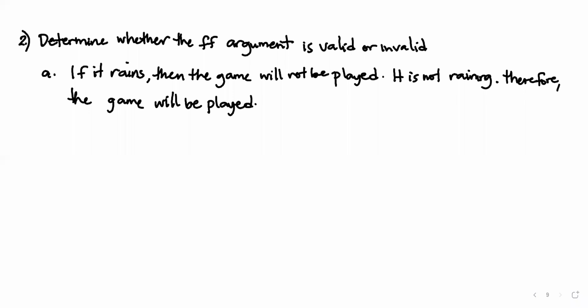So let's have another example. Let's determine whether the following argument is valid or invalid. Letter A, if it rains, then the game will not be played. So let's use letter R for it rains. And then let's use G for the game will be played.